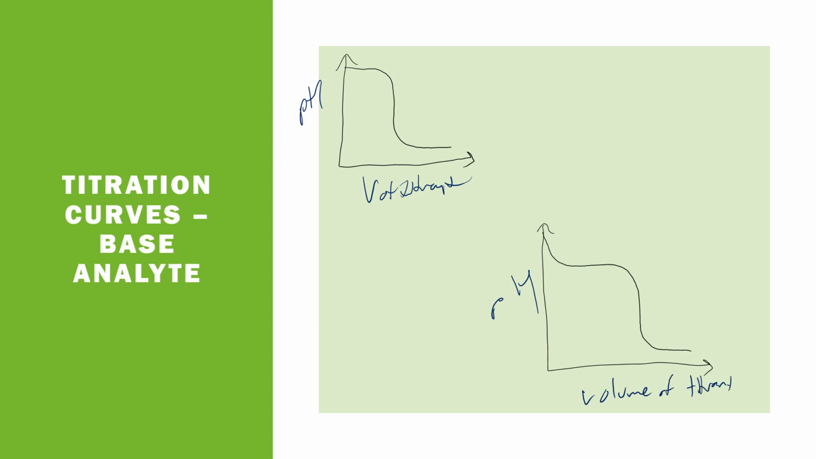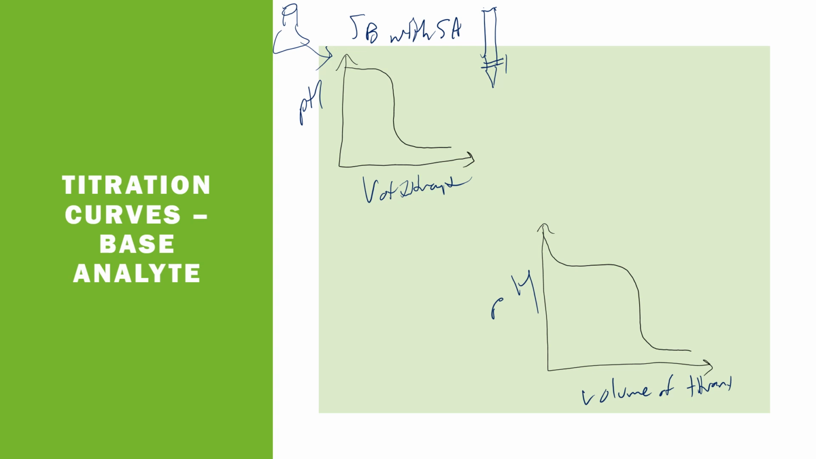This one is going to be a strong base titrated with a strong acid. The strong base is the analyte. We know because it's starting at a high pH, so that must be what's in your flask. And then you're slowly adding in the acid, so it's getting to be a lower pH, and so that one must be in your burette.